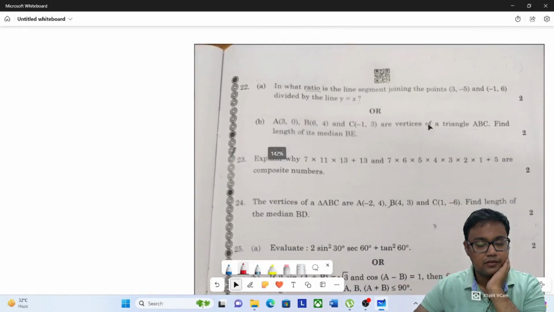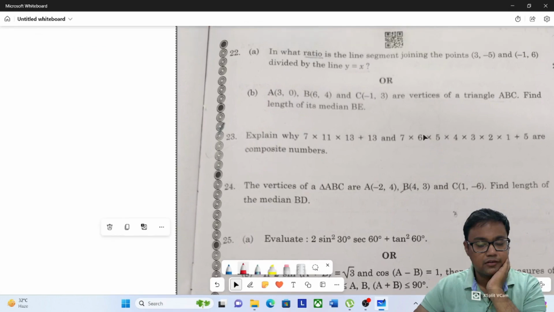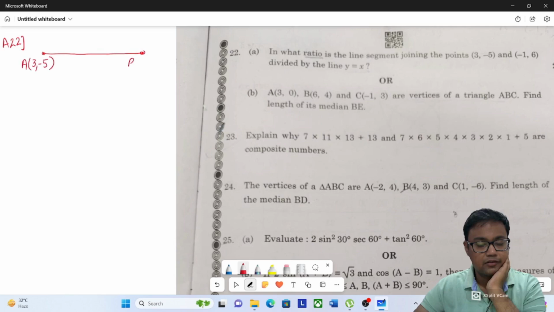Okay, now see what the next question has for us. Question number 22. In what ratio is the line segment joining the points 3, minus 5 and minus 1, 6? So there is a line segment that joins the point A whose coordinates are 3, minus 5 and B whose coordinates are minus 1, 6.